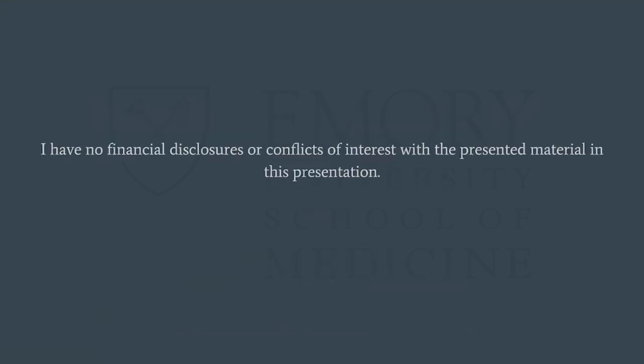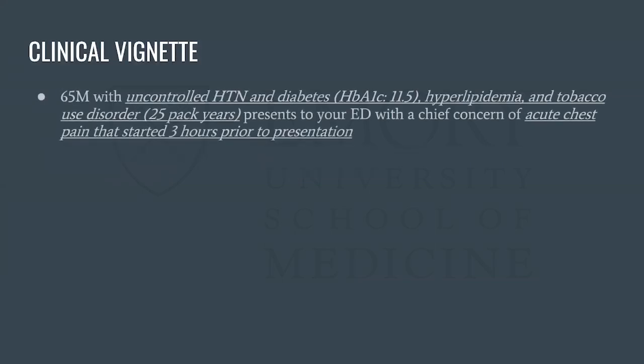I have no financial disclosures or conflicts of interest with the presented material in this presentation. We'll first start with the clinical vignette that I made up. So pretend you are working in the emergency department and a 65-year-old male comes in with uncontrolled hypertension, diabetes, A1C of 11.5, hyperlipidemia, tobacco use disorder, all the coronary vascular disease risk factors, with acute chest pain that started 3 hours prior to presentation.